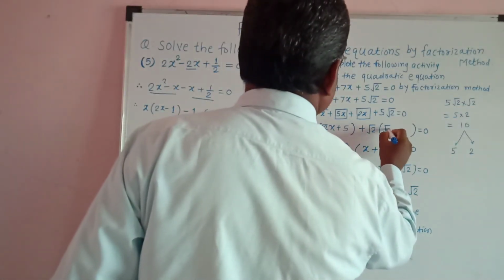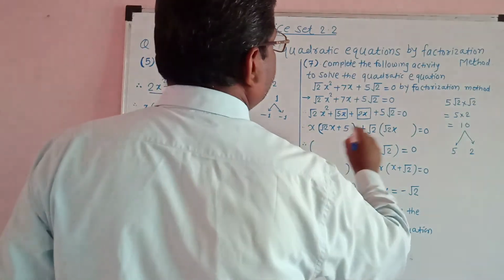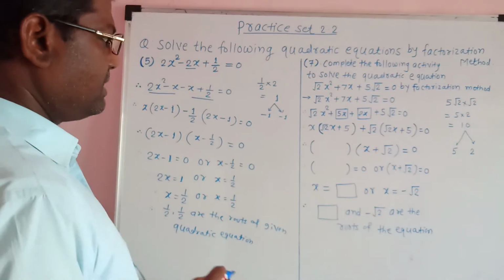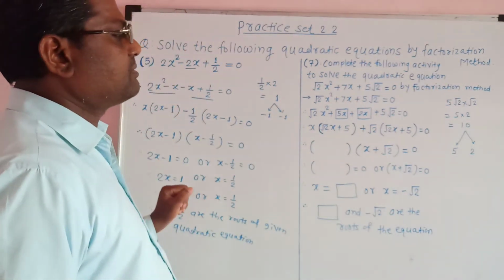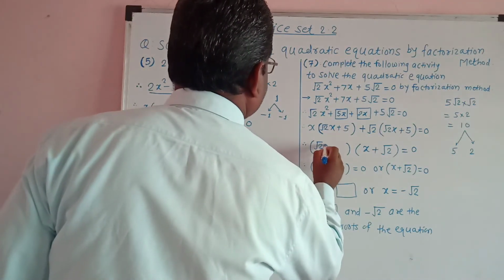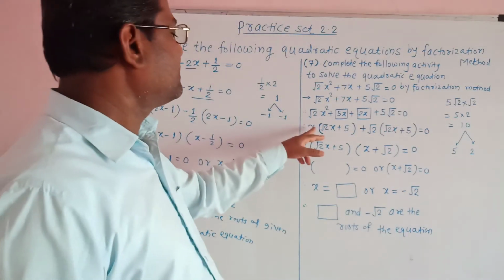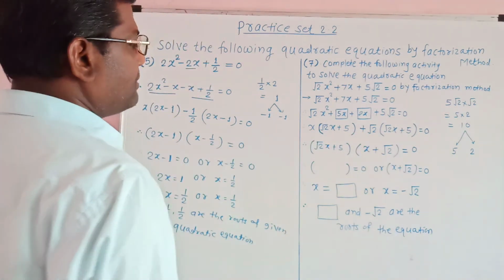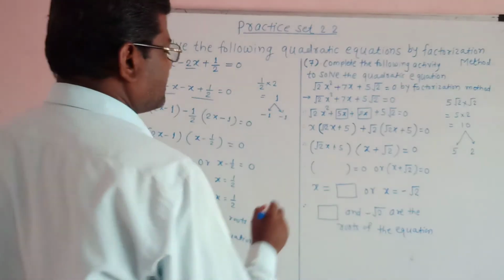Therefore, one another root 2 will remain in the bracket. Here root 2 is taken common, so 5 remains in the bracket. In this way, root 2x plus 5 and here also root 2x plus 5 are the common bracket. Therefore, we write here root 2x plus 5 as the common bracket, and in the other bracket x plus root 2 will be there. Now this bracket is equal to 0, or this bracket is equal to 0.